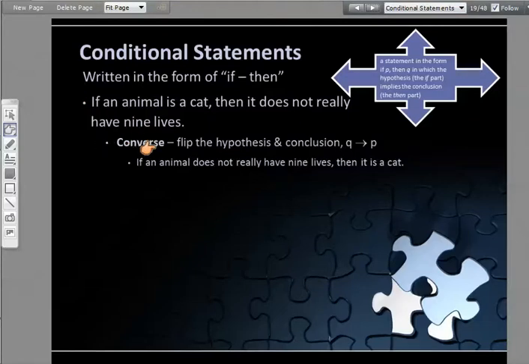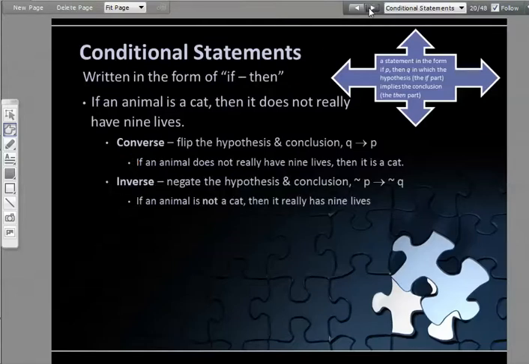The converse, you're going to flip the hypothesis and conclusion, where Q implies P. It says if an animal does not really have 9 lives, then it is a cat. See how all we did was flip them. The inverse, you've got to negate the hypothesis and conclusion, and see how the symbols are written? Not P implies not Q. If an animal is not a cat, then it really has 9 lives. They kind of messed that one up.